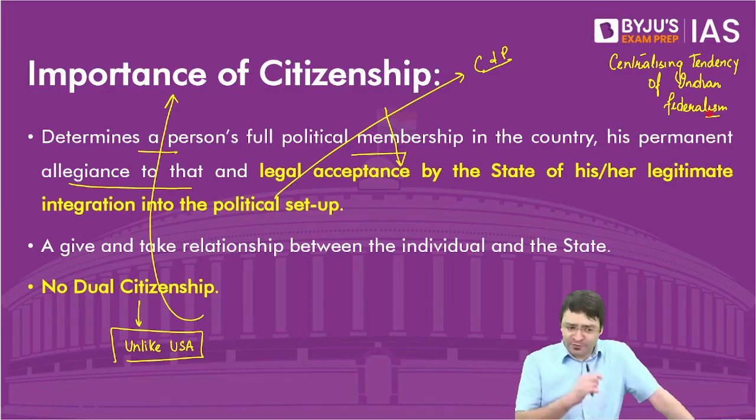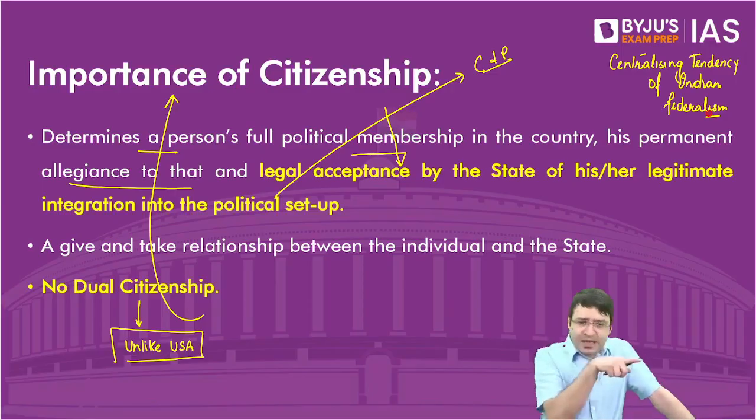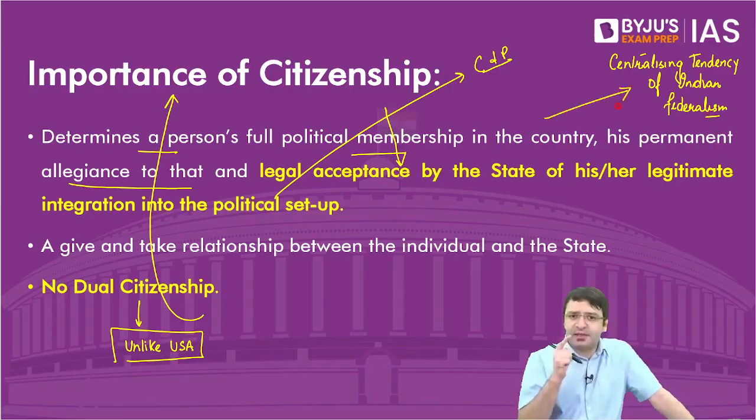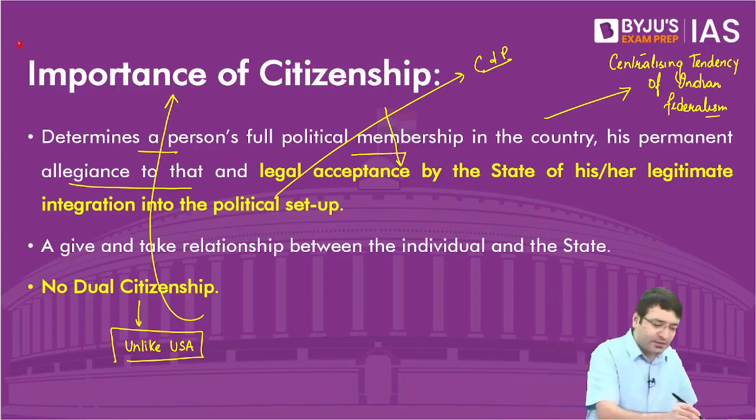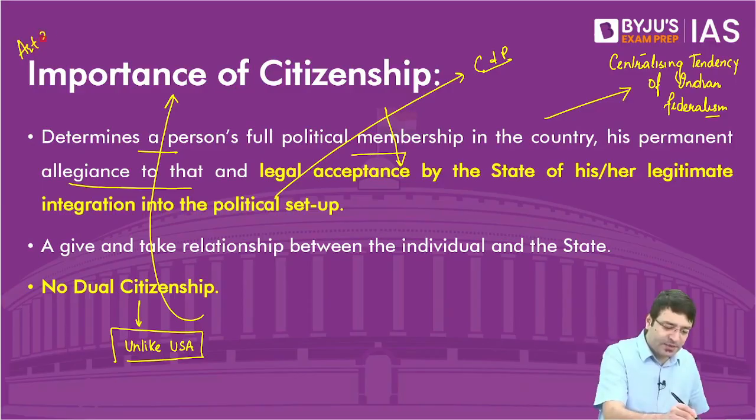And I told you, whenever we encounter some provisions of the Constitution which are biased in favor of the strong center, which give a centralizing tendency to Indian federalism, I'm going to explain that as well. I'm going to identify those provisions as well. What is the first provision that we discussed, which is biased in favor of a strong center? Can anybody tell me in the comment section?